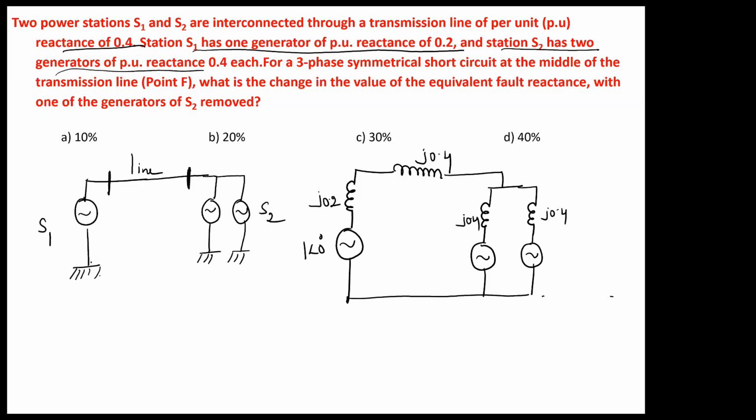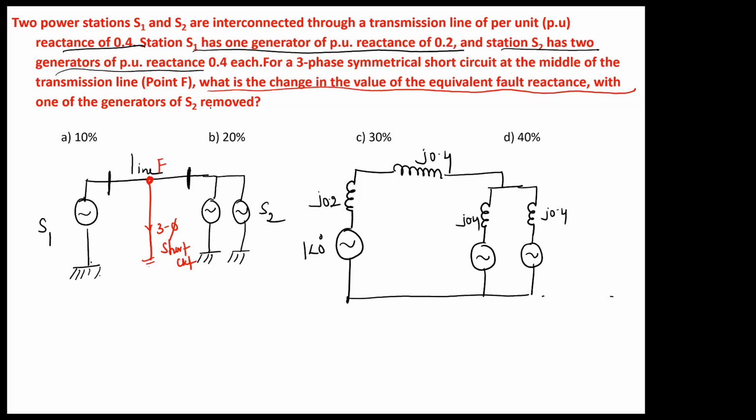Okay, so where is the fault occurring? The fault is occurring exactly in the middle of the transmission line. A three-phase short circuit fault is occurring. So what is the change in the value of equivalent fault reactance if one of the generators of S2 is removed?